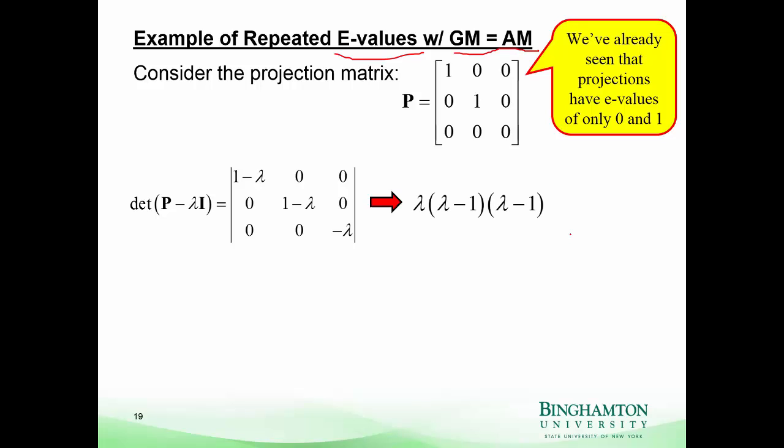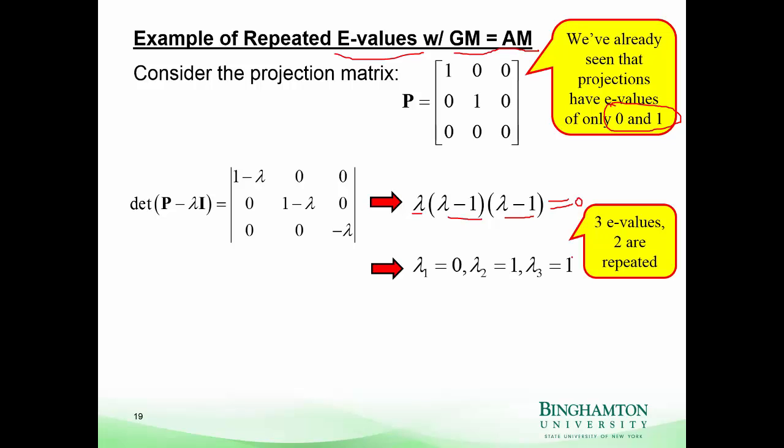We look at our determinant. We get something that looks like this, and once we set this equal to 0, we get lambda equal to 0, lambda equal to 1, and lambda equal to 1. Those are our only options, and both of them could get repeated, the zeros and the ones, but not in this case. So now we have 3 eigenvalues, 2 of which are repeated.